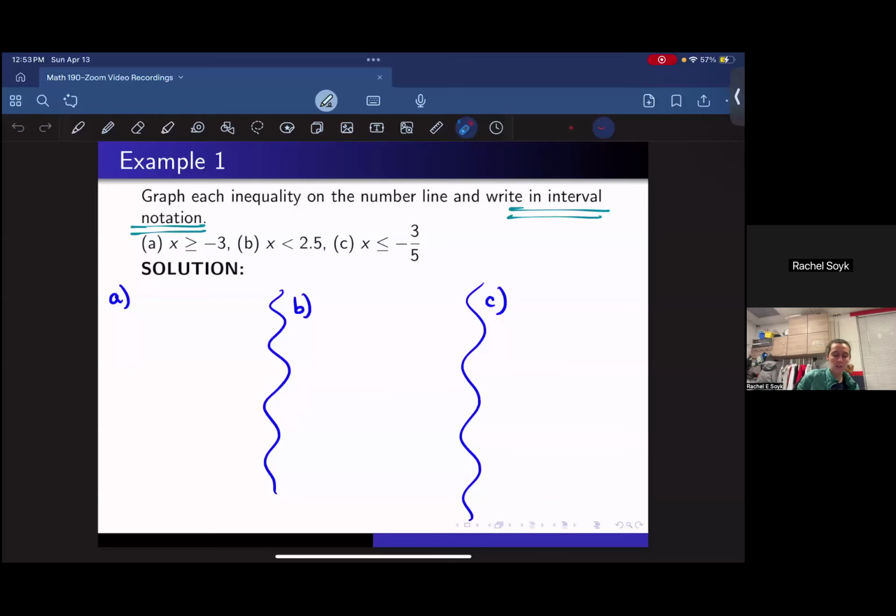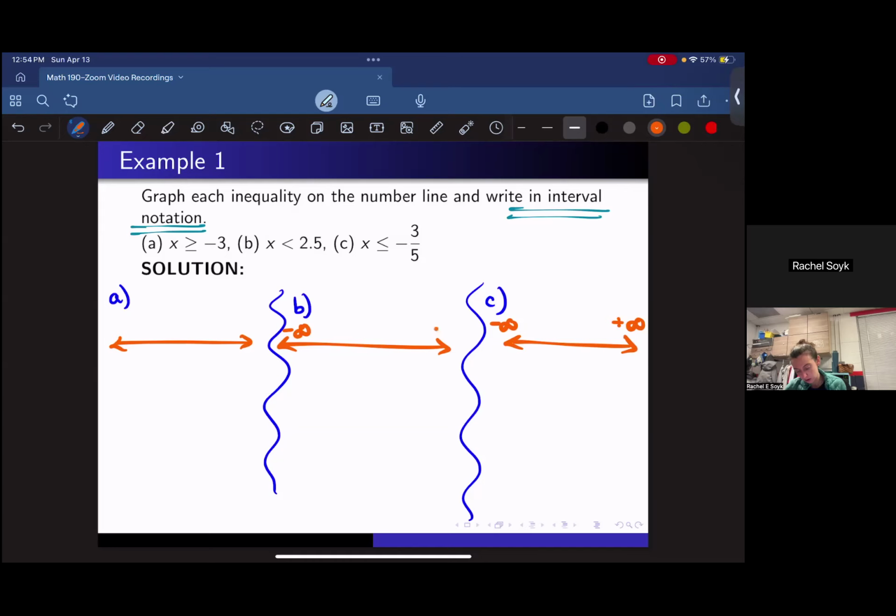Okay, perfect. So let's tackle our first example together. We want to graph each inequality on the number line and then write in interval notation. Always draw your number lines. We're looking at all values from negative infinity to positive infinity.